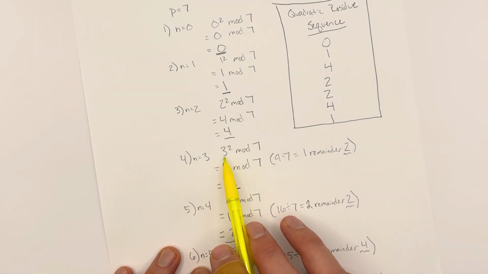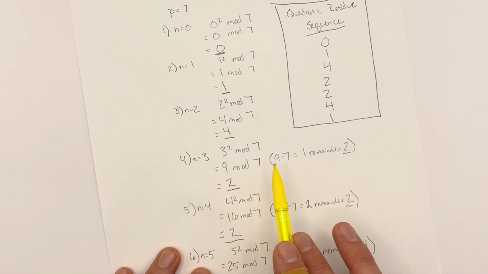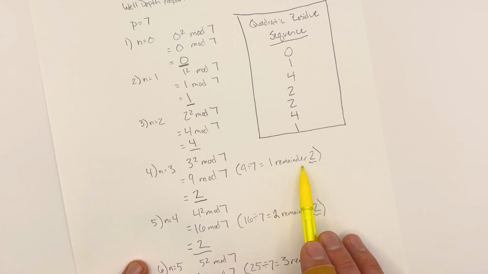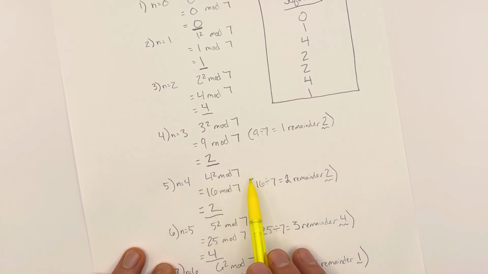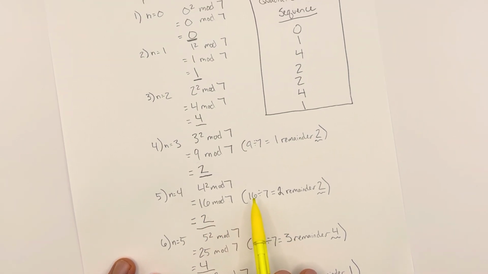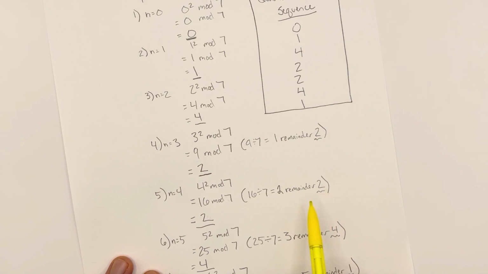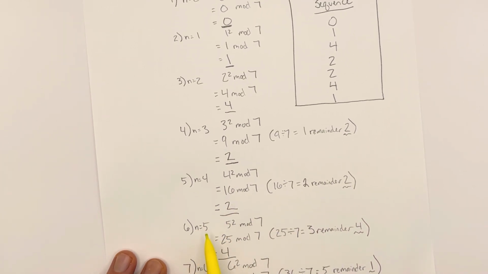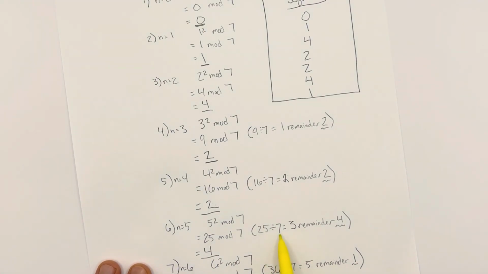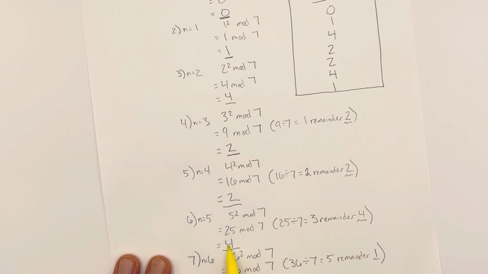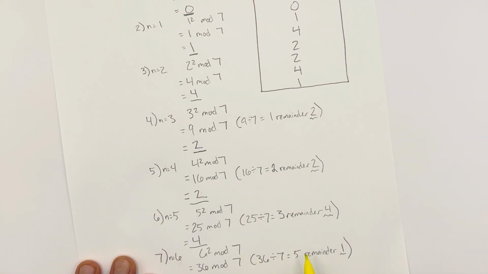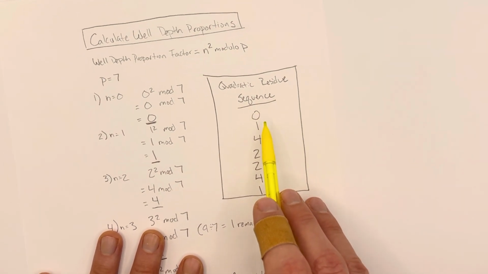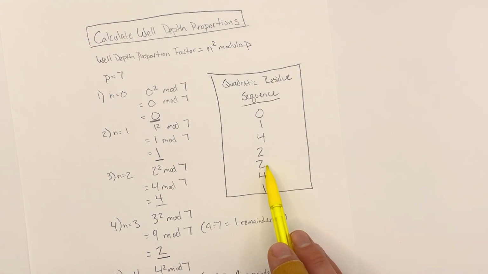For n equals 3, we have 3 squared modulo 7, which is 9 modulo 7. So 9 divided by 7 equals 1 with the remainder of 2, so this equals 2. We can keep doing this with n equals 4. We get 4 squared, 16 modulo 7. So 16 divided by 7 equals 2 with the remainder of 2, so we get 2. Now n equals 5, we get 25 modulo 7. So 25 divided by 7 equals 3 with the remainder of 4, so this proportion factor is 4. N equals 6, we get 36 modulo 7. So 36 divided by 7 equals 5 with the remainder of 1, so 1 is our proportion factor here. So we're left with the quadratic residue sequence of 0, 1, 4, 2, 2, 4, 1.